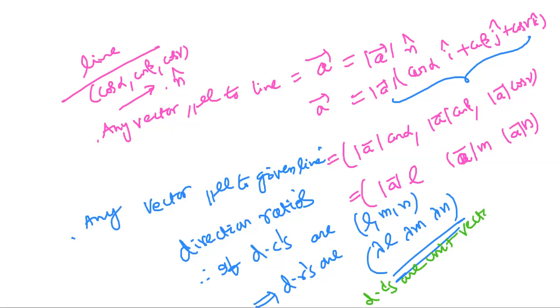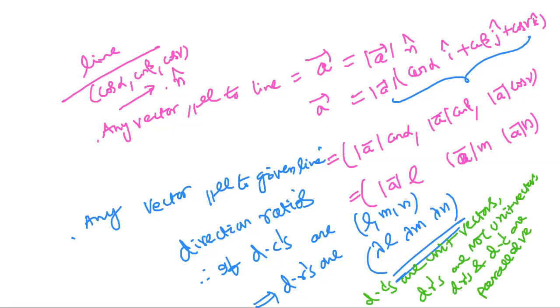Unit vectors. But DRs are not unit vectors. They need not be unit vectors, right? When they are unit vectors, they become DCs. That's all. And DRs and DCs are obviously parallel to each other, if you write them as vectors, parallel vectors. DC is a unit vector. This n cap you have written, that is nothing but DC, right?